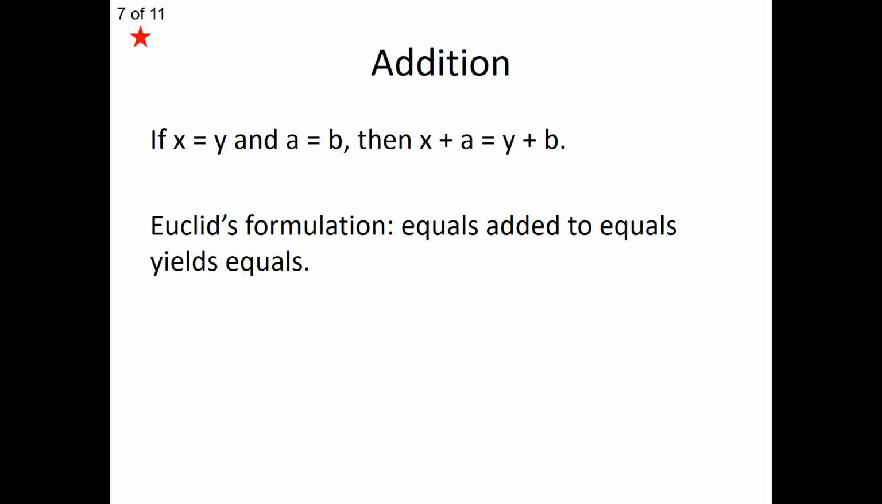I'm going to steal this from Euclid's formulation, which is equals added to equals are equal. Equals added to equals are equal. So are x and y equal? Yes. Are a and b equal? Yes. If I add those equals to equals, will they be equal? Yes. So you may affect both sides of the equation with the same quantity, with equal quantities, I should say, and then you get an equal result.